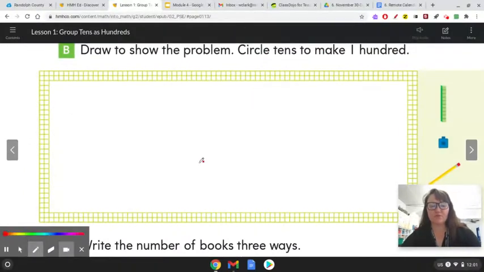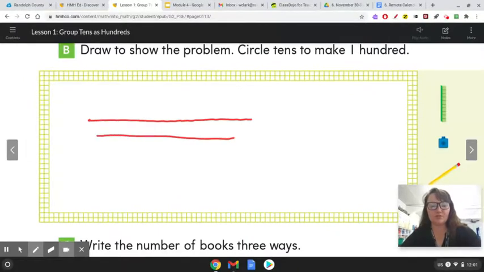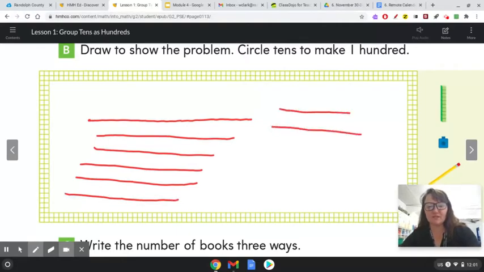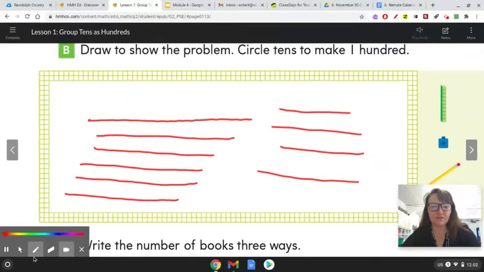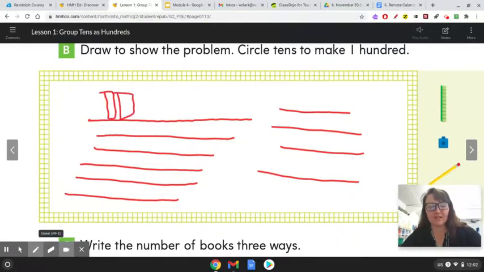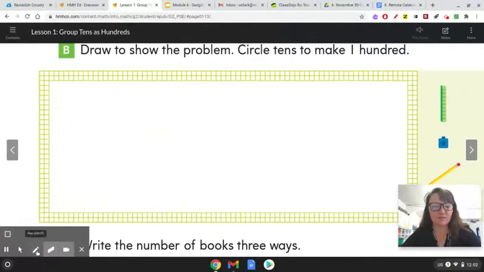Okay. So remember, there are 10 bookshelves. 1, 2, 3, 4, 5, 6, 7, 8, 9, 10. So I made little bookshelves. And I'm going to do, let's see, circle tens to make 100. That's not going to work because we're not going to want to draw individually all those books, right? Because we're going to have to draw 10 for each shelf. 1, 2, like that. We don't want to do that. So how can we do this better?